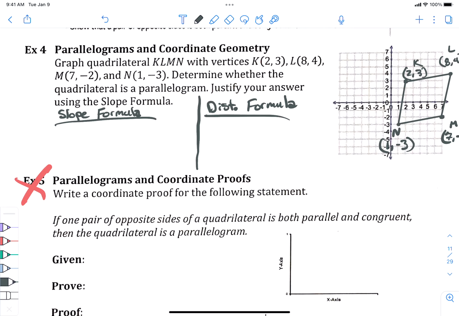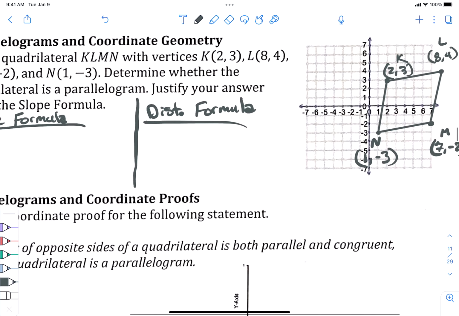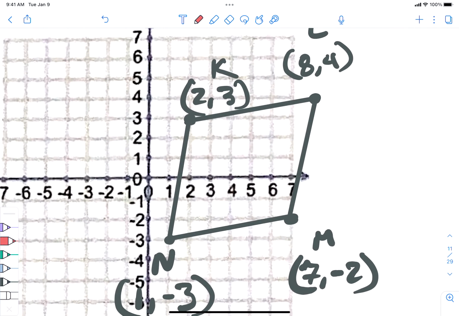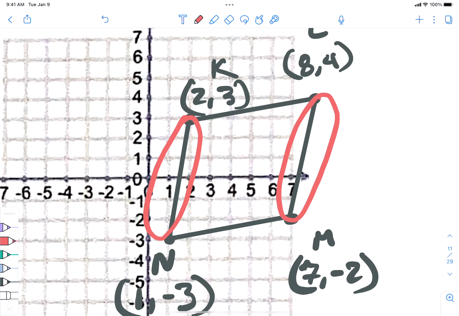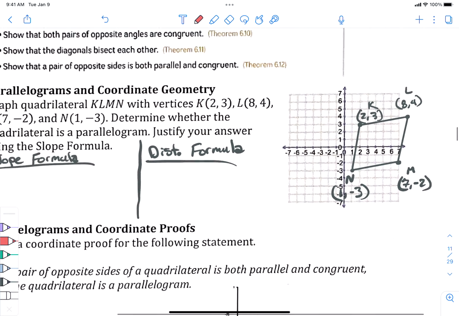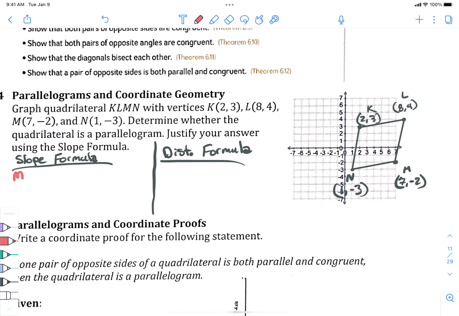Ready? Okay. As far as slopes go, if this is a parallelogram, this guy's slope should be the same as this guy's slope, correct? So let's check to see if that's true. Going by the slopes, we're going to look at the slope, which is called M, right? Don't we use M for slope? The slope from K to N should be the same as the slope from L to M. And slope is rise over run.